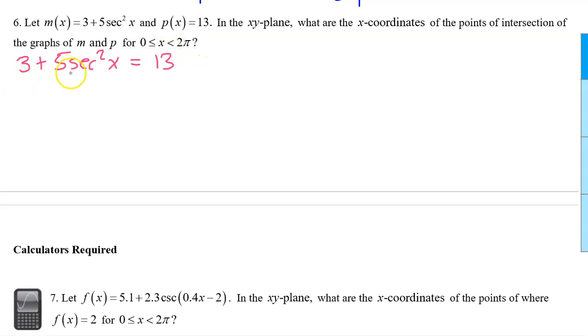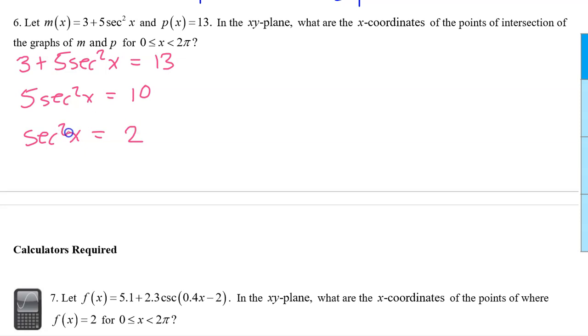Let's set 3 plus 5 secant squared x equal to 13 and solve. First, we subtract 3 from both sides. That leaves 5 secant squared x is equal to 10. Next, we divide both sides by 5. That leaves secant squared x is equal to 2.